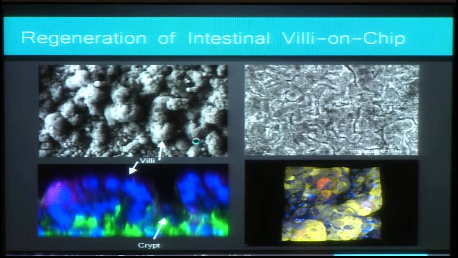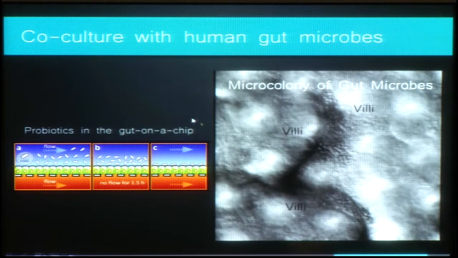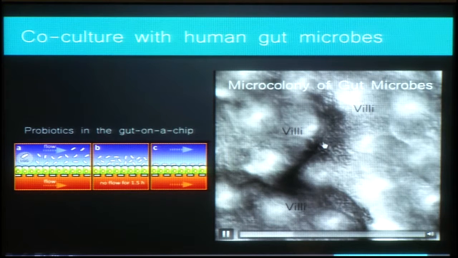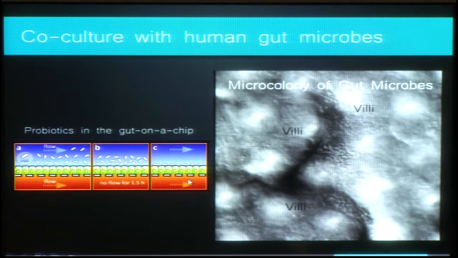We use these chips to grow and co-culture microcolonies of gut microbes. In the movie you don't see very well, but the bacteria are moving in between the villi and stay there for 6 days to 2 weeks. Because there is a flow underneath the cells and also on the apical side, the bacteria are not really overgrowing. What happens is probably that the excess growth of bacteria is washed away by the flow.